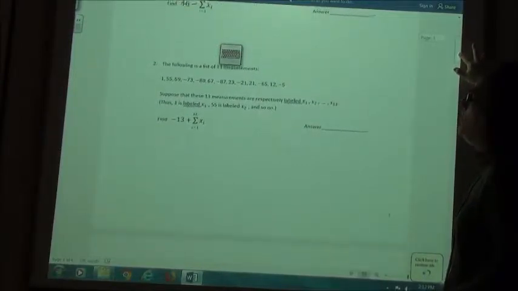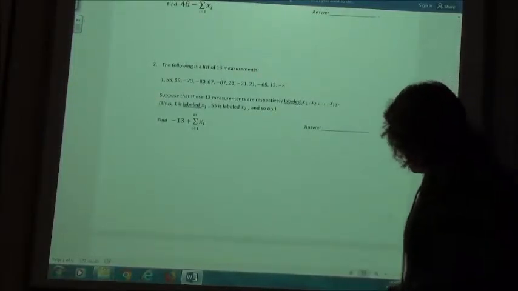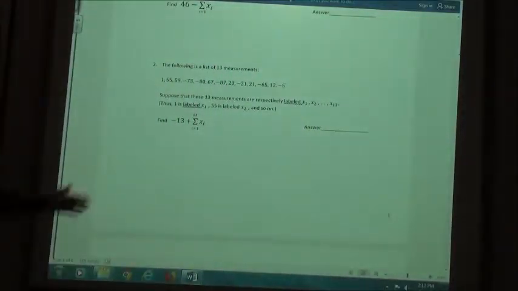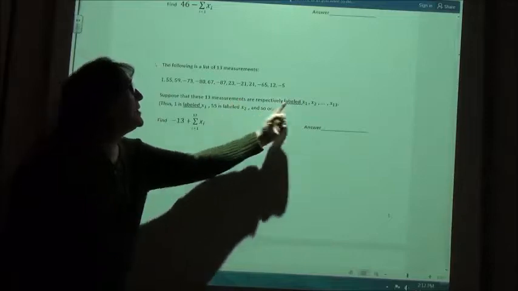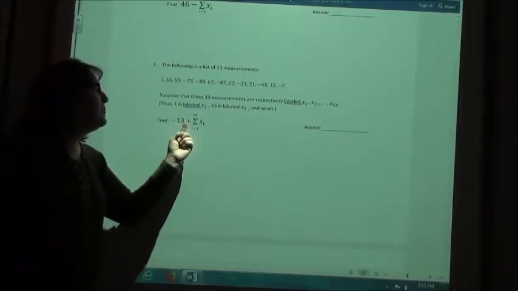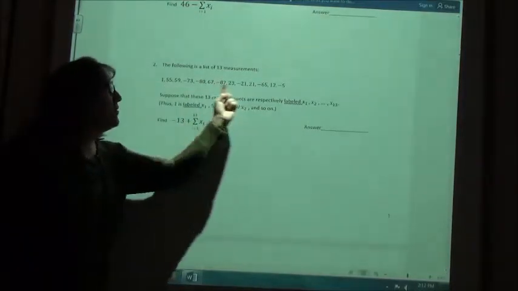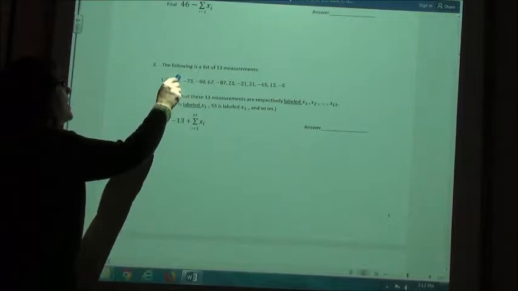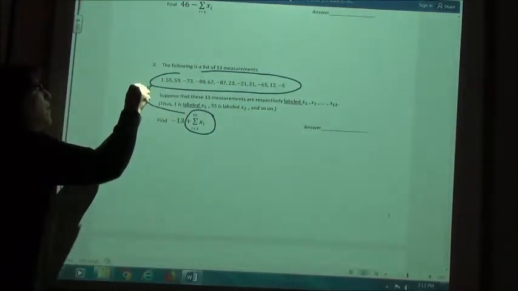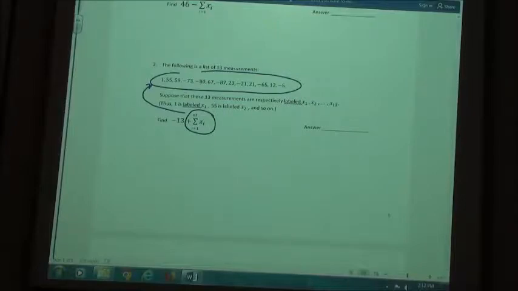So number 2, if that little calculator thing would get out of my way, we have the following is a list of 13 measurements. Again, they give us the 13 measurements and say they're labeling them X1, X2, X3, and so forth. So this time we're going to do negative 13 plus the sum of all of these numbers up here. So again, first thing we're going to do is find the sum of all 13 of those numbers up there on the top.